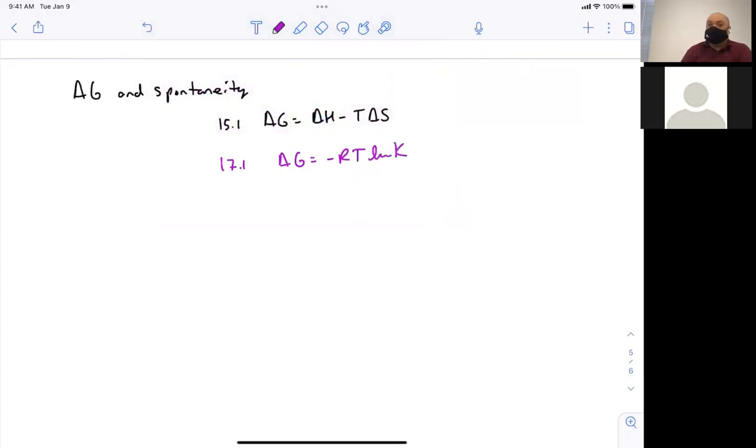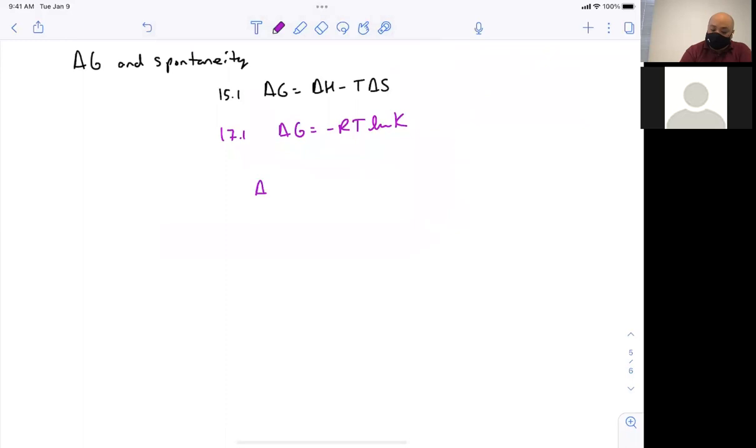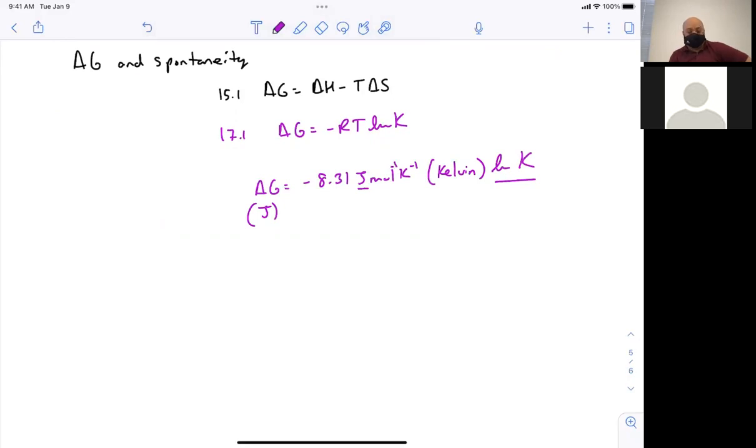Negative RT ln K, because it turns out the equilibrium constant value also reflects whether the reaction is spontaneous or not. And so the idea is that if I know the K value for a reaction, and I know R, which is 8.31 joules per mole Kelvin, and I know the temperature in Kelvin, I can take the natural log of the K value to solve for delta G in joules, because again, keep an eye on the units.